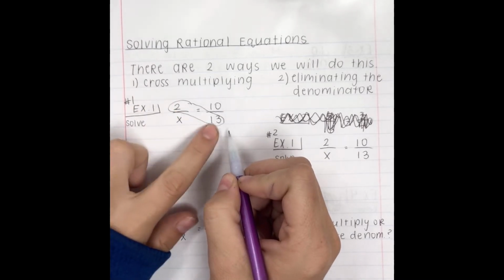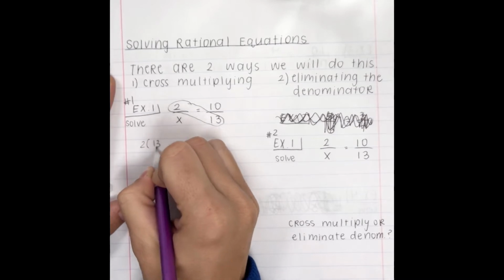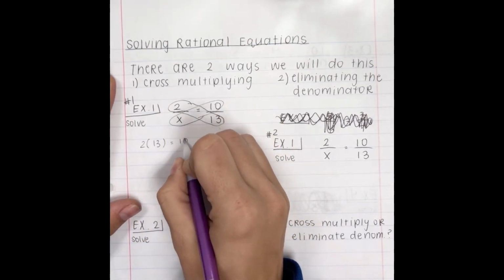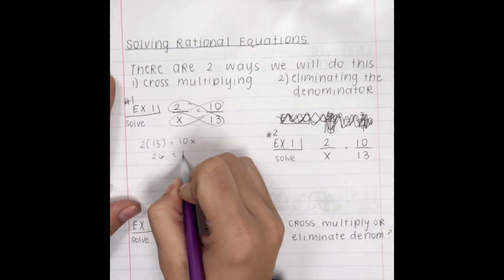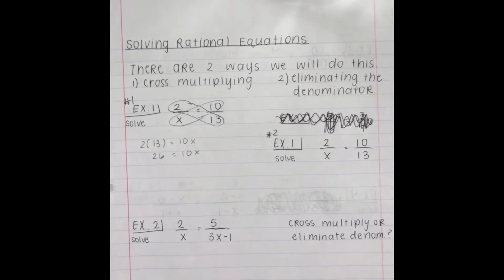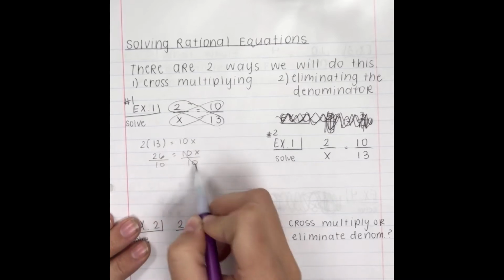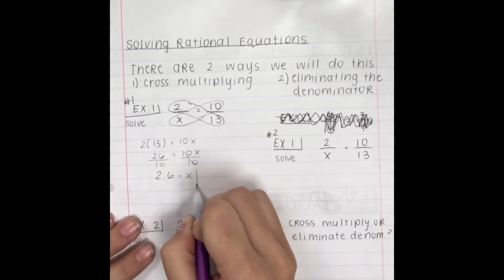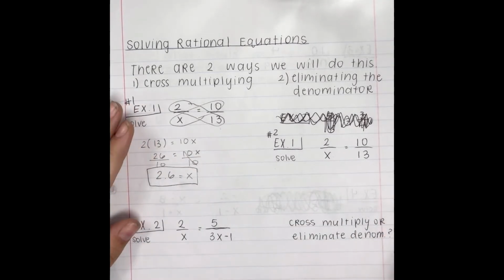So you would say 2 times 13, okay, equals 10 times x. And we know 2 times 13 is 26. So we get 26 equals 10x. So to solve this, to get x by itself, all we would do is divide both sides by 10. And you get x equals 2.6. Okay? This is cross multiplying.